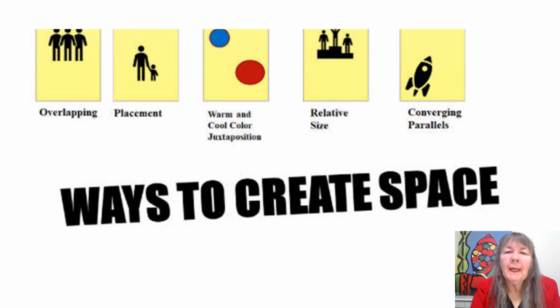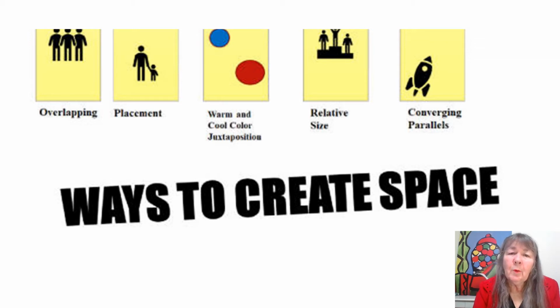This time we're going to look at ways to create space, how artists create space in a work of art. One of the ways is through overlapping. So when you have figures that overlap one another or objects that overlap, that creates a sense of space. Also, placement, where you put your objects or people on the compositional plane, will regulate how the spatial relationships are created, and how the feeling of how close they are to us or how far away.